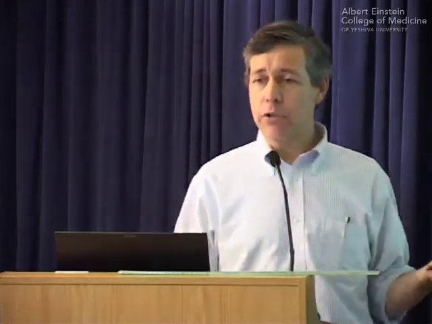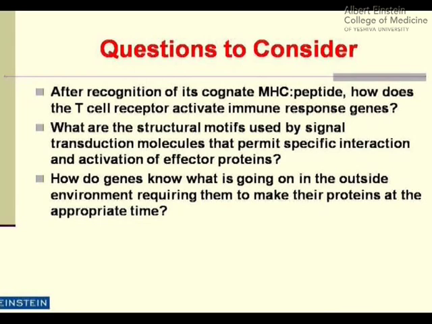So basically, after recognition, I think we've described how the T-cell receptor activates immune response genes. The structural motifs utilize kinases, adaptor proteins, and SH2 domains to allow proteins to bind. How do genes know what's going on outside? By virtue of the fact that transcription factors that are sequestered in the cytoplasm in the absence of stimulation are allowed to migrate across the nuclear membrane into the nucleus to activate genes specifically and turn them on, and that tells them to make the proteins at the appropriate time.